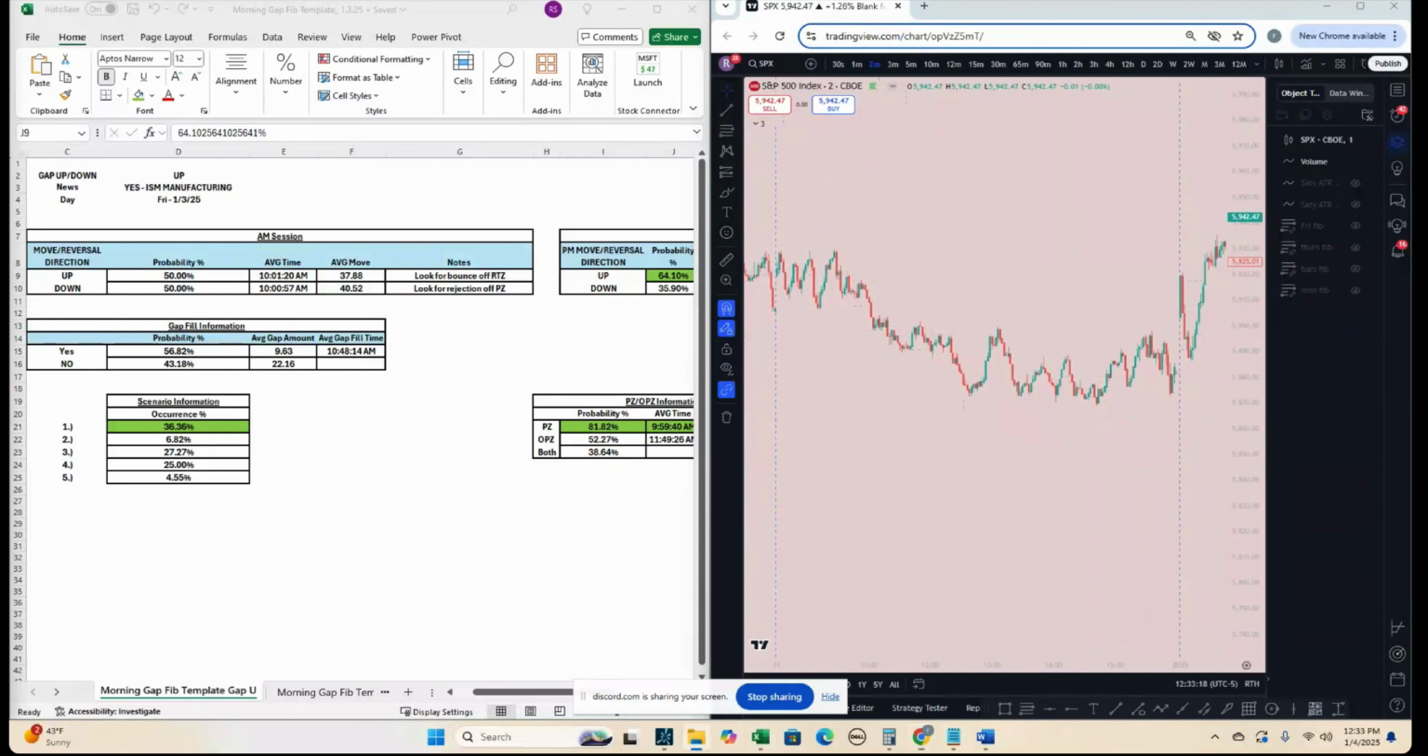Like understanding when to take trades, when not to take trades, using the statistics to your benefit. It's more about that. Let me see.